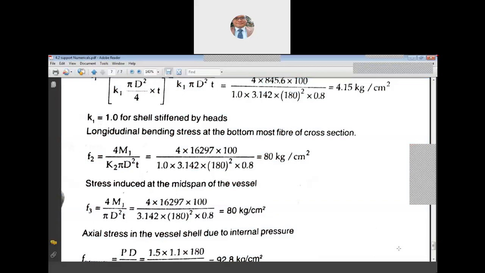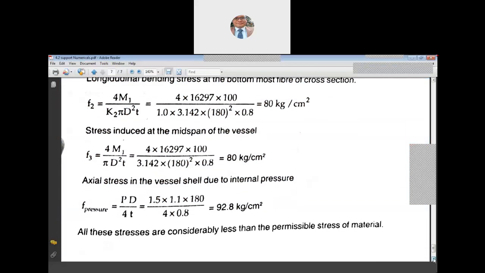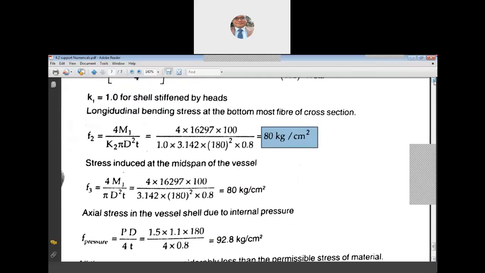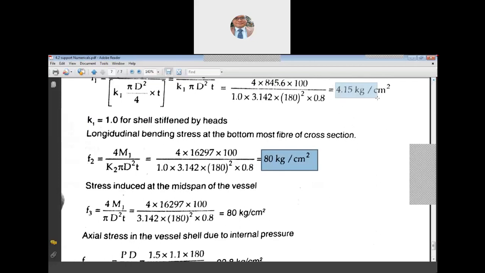And in addition to that, the longitudinal or axial stresses will also be exerted because of the internal pressure of the vessel. So for internal pressure of the vessel, the stresses will be calculated as PD upon 4T, and which comes as 92.8 kgs per centimeter square. So all these stresses are to be added: 92.8, then 80 kgs per centimeter square, again 80 kgs per centimeter square, and previous to that it is 4.15 kgs per centimeter square. So it is around 300.